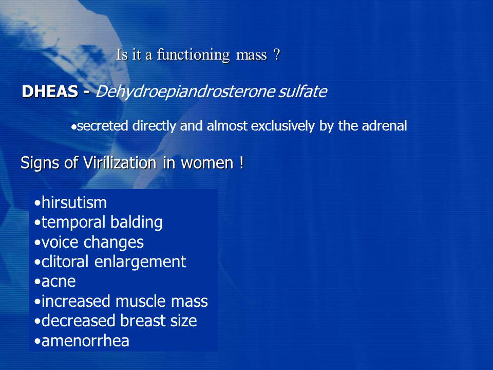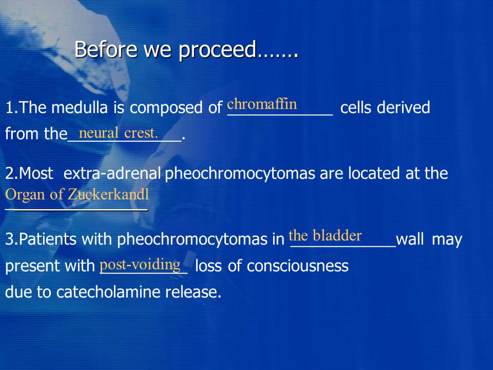Yes: dehydroepiandrosterone sulfate, secreted directly and almost exclusively by the adrenal. Signs of virilization in women: hirsutism, temporal balding, voice changes, clitoral enlargement, acne, increased muscle mass, decreased breast size, amenorrhea. Before we proceed, chromaffin.